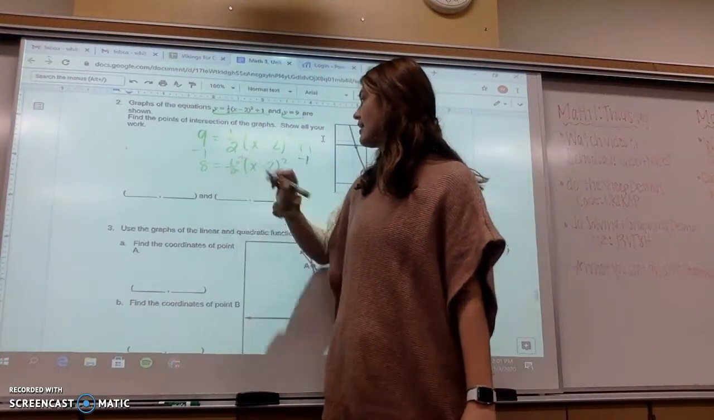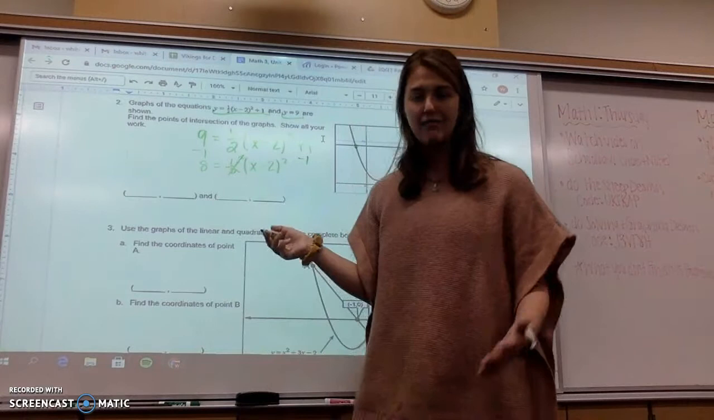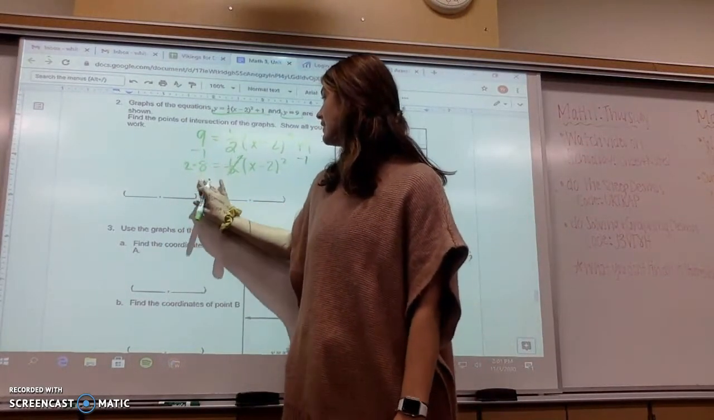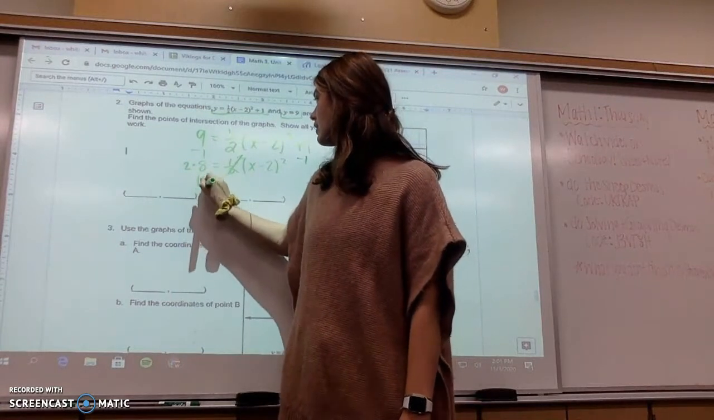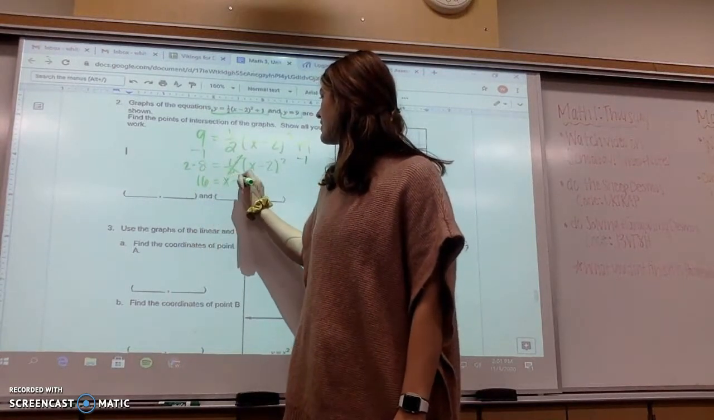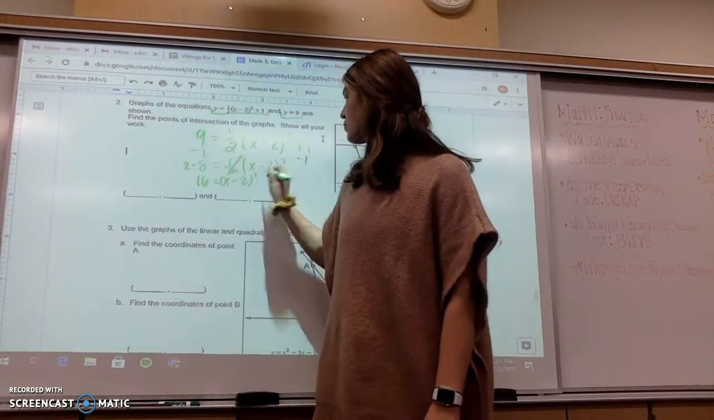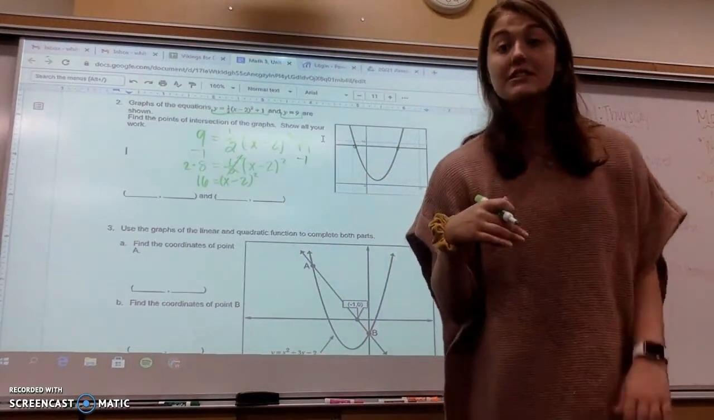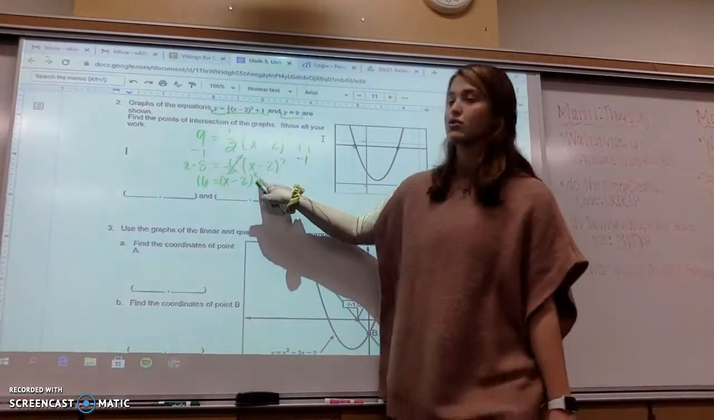Multiply this side by 2 to get rid of that 1/2. Multiply this side by 2, I get 16 is equal to (x minus 2) squared. Now what I need to do is the opposite of the squared.